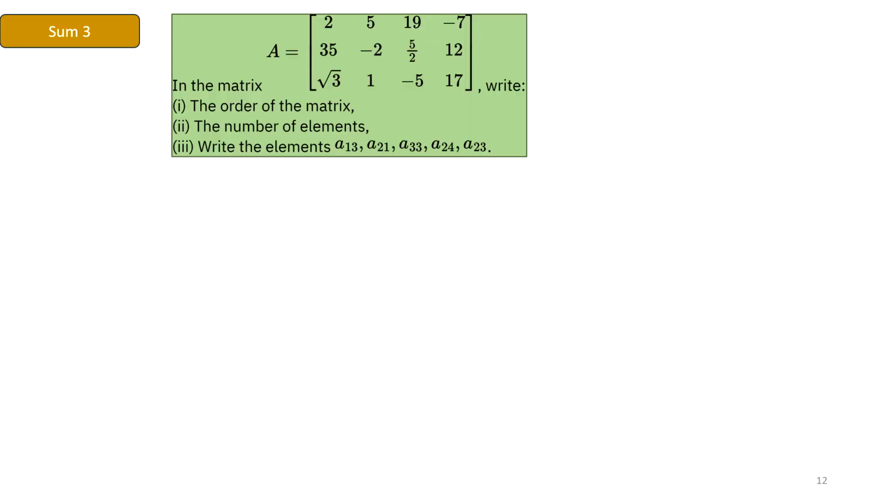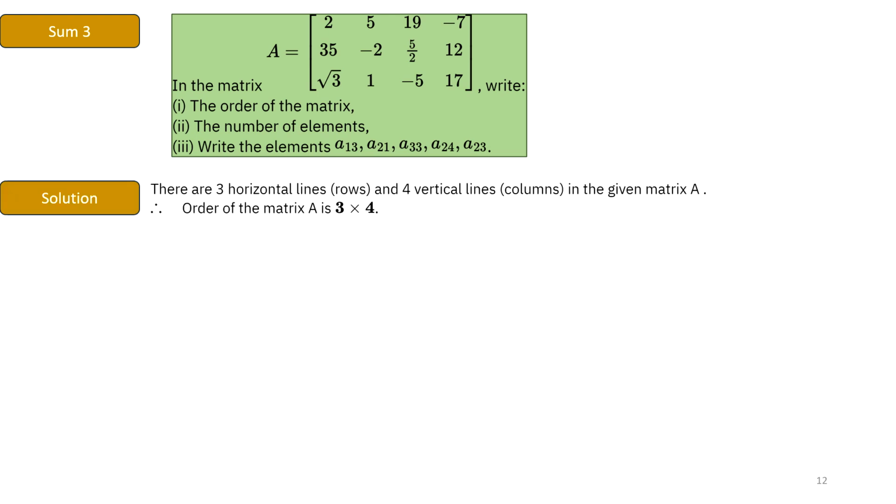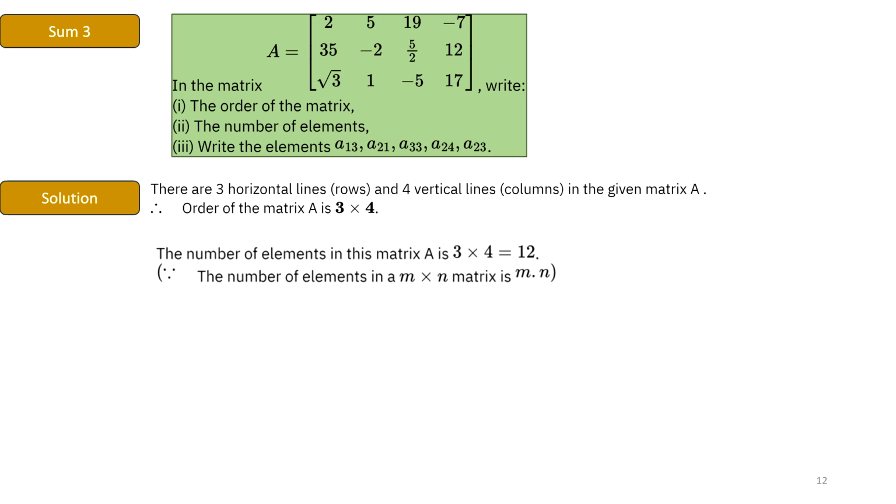In the matrix A, whose elements are given in the slide, find the order of the matrix, the total number of elements in A, and the elements of the sets as asked in the problem statement. The order of the matrix will be 3 by 4 as there are 3 rows and 4 columns. The number of elements in the matrix A is 12. The elements of the matrix required in the problem statement are given as below.